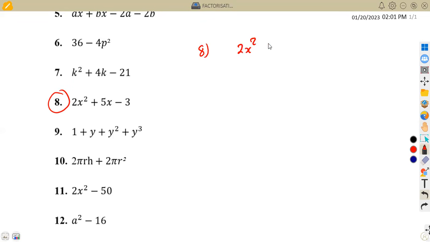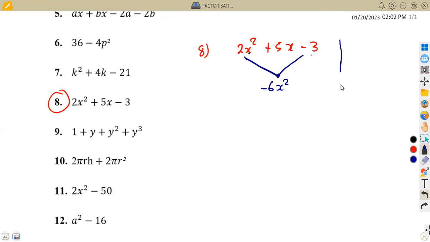This is 2x squared plus 5x minus 3. So like I said, there is no other way on this one. Apply the longer way, whereby we multiply the first term by the last term. So it's 2x squared times minus 3. If you multiply these two, it's going to be negative 6x squared. What are the factors of negative 6x squared, but when you add them, they must give you the middle term, which is 5x?